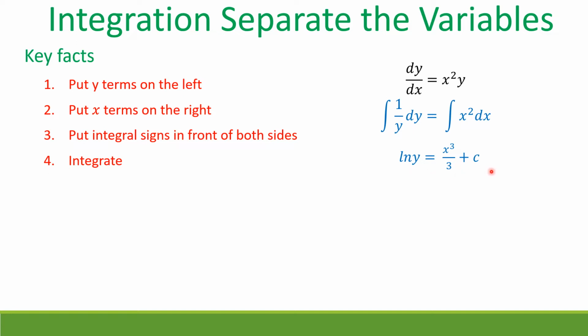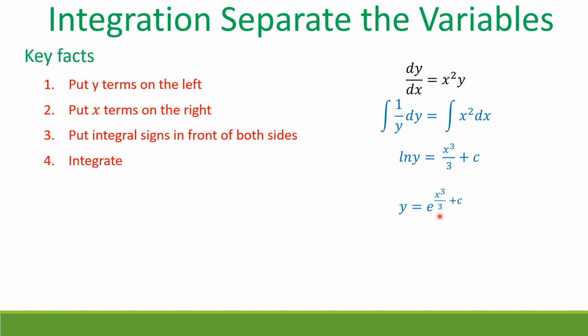Now, this is a general solution at this stage here, but often we need to rearrange this to find a function for y. So to get y on its own, we need to do the opposite to ln y, which is e. So we're going to take e of both sides. So y is equal to e to the power of x cubed over 3 plus c.